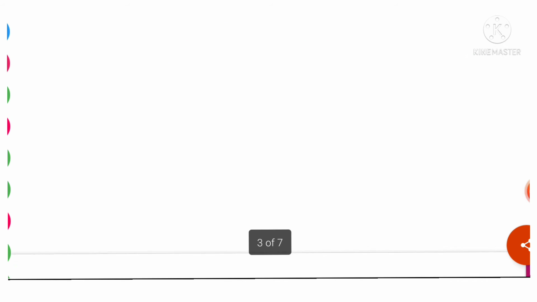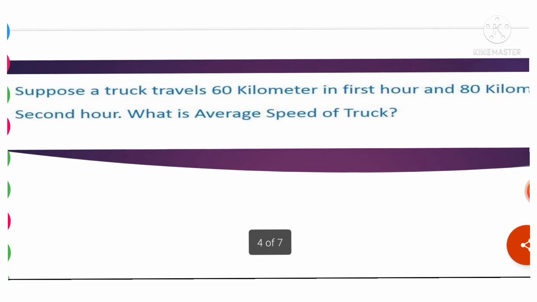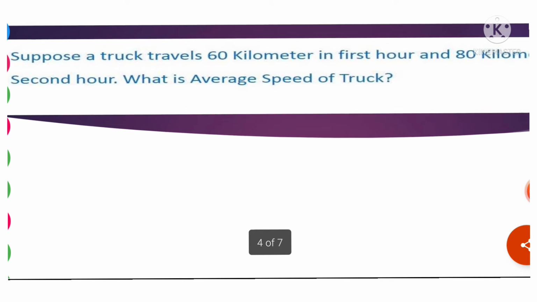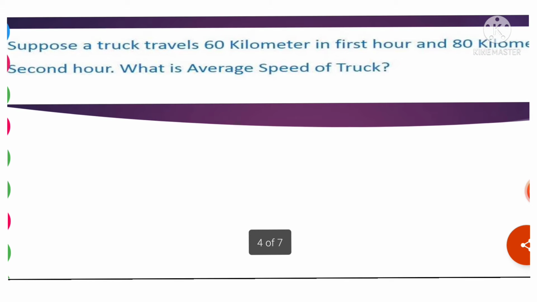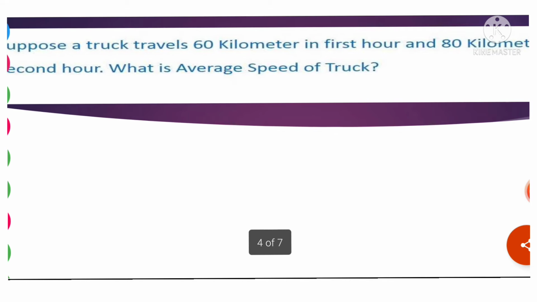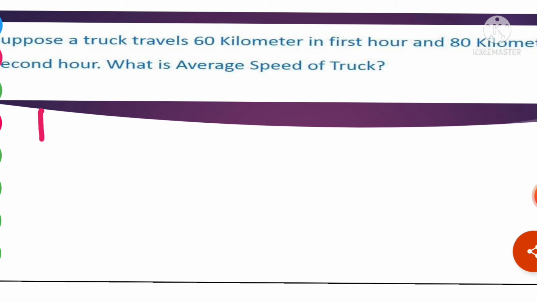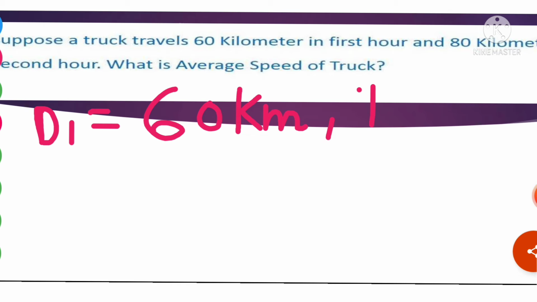Now, let's come to the next question. In the next question, children, it is saying that suppose a truck travels first 60 km in the first hour and then 80 km in the second hour. Can you find the average speed of the truck? So here can you see that there are two distances given and two times given. First we'll take distance number 1. What is distance number 1? That is 60 km. And what is distance number 2? D2, that is 80 km.